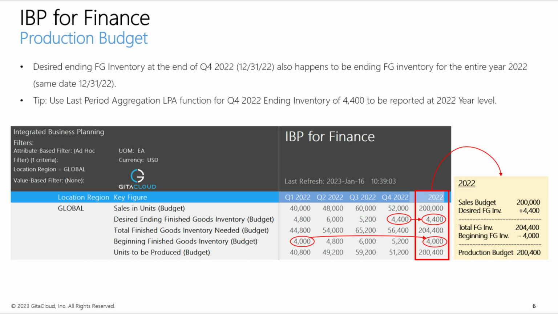Also note we have a quarterly as well as annual view of 2022 budget in the same IBP planning view. Desired ending inventory at the end of Q4 also happens to be the desired ending inventory for all of 2022. We use the last period aggregation, LPA, function in IBP to automatically default the Q4 value into the 2022 value for desired ending FG inventory, which is 4,400. Beginning inventory for Q1 also happens to be the beginning inventory for 2022 year, which is 4,000. This gives us a production budget of 200,400 units for the entire year.